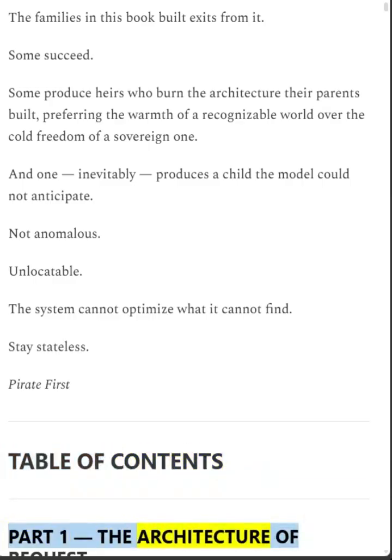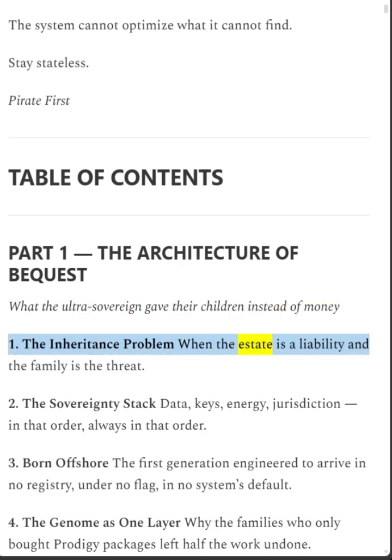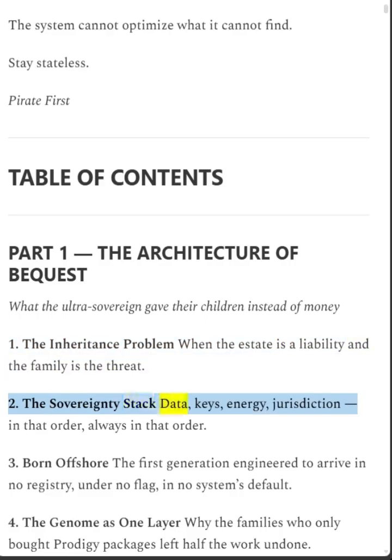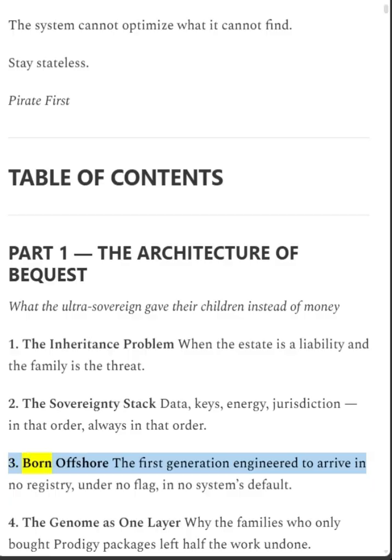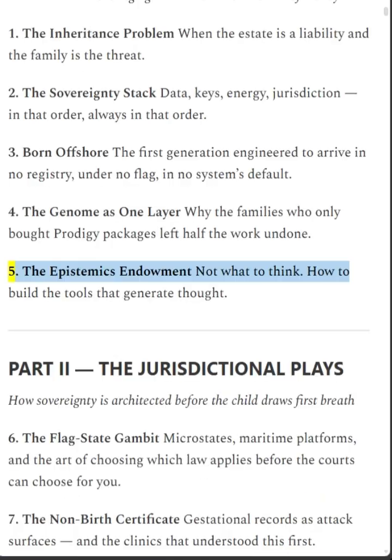Part 1. The Architecture of Bequest. What the ultra-sovereign gave their children instead of money. 1. The inheritance problem: when the estate is a liability and the family is the threat. 2. The sovereignty stack: data, keys, energy, jurisdiction, in that order, always in that order. 3. Born offshore: the first generation engineered to arrive in no registry, under no flag, in no system's default. 4. The genome as one layer: why the families who only bought Prodigy packages left half the work undone. 5. The epistemics endowment: not what to think, how to build the tools that generate thought.